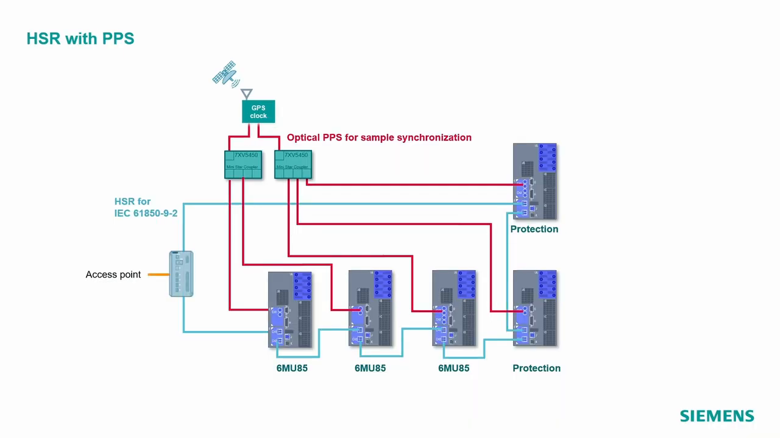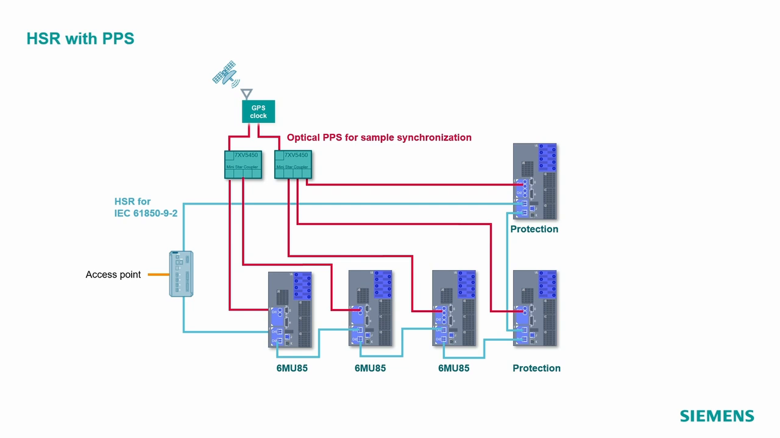So let's start with the first example, where we have one HSR ring and we use the PPS for the synchronization. So here it's clear that we need 2 different networks to distribute the 2 types of information. Through the blue line, we will see our sample measured values being transmitted, and through the red line then we will see the pulse per second. For this we have external devices. We need a GPS and also the so-called star couplers to distribute the different signals to the devices.